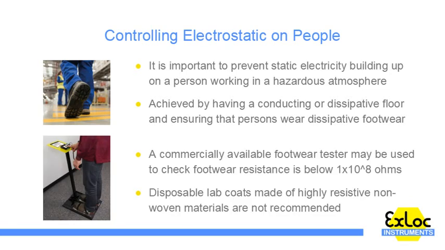Dissipative footwear has an upper and lower resistance requirement. The upper level, specified as 1 × 10^8 ohms, is low enough to prevent the buildup of electrostatic charge in most situations, and the lower level offers some protection in the event of accidental contact with mains electricity. In order to check that a person, such as a visitor, is wearing the correct type of footwear, a commercially available footwear tester may be used. This will also serve to test the continued effectiveness of older footwear.